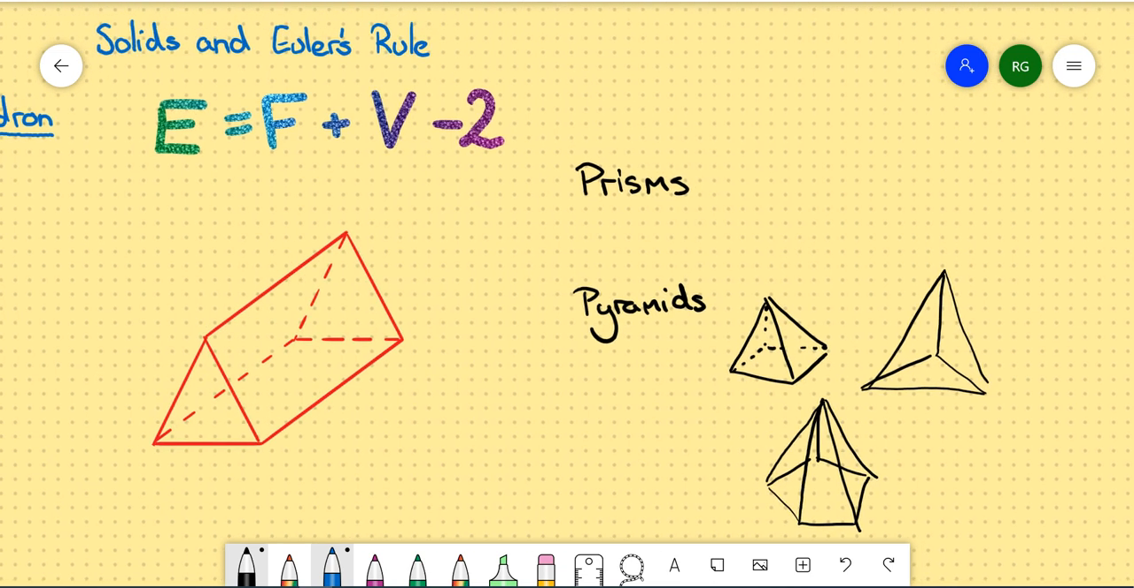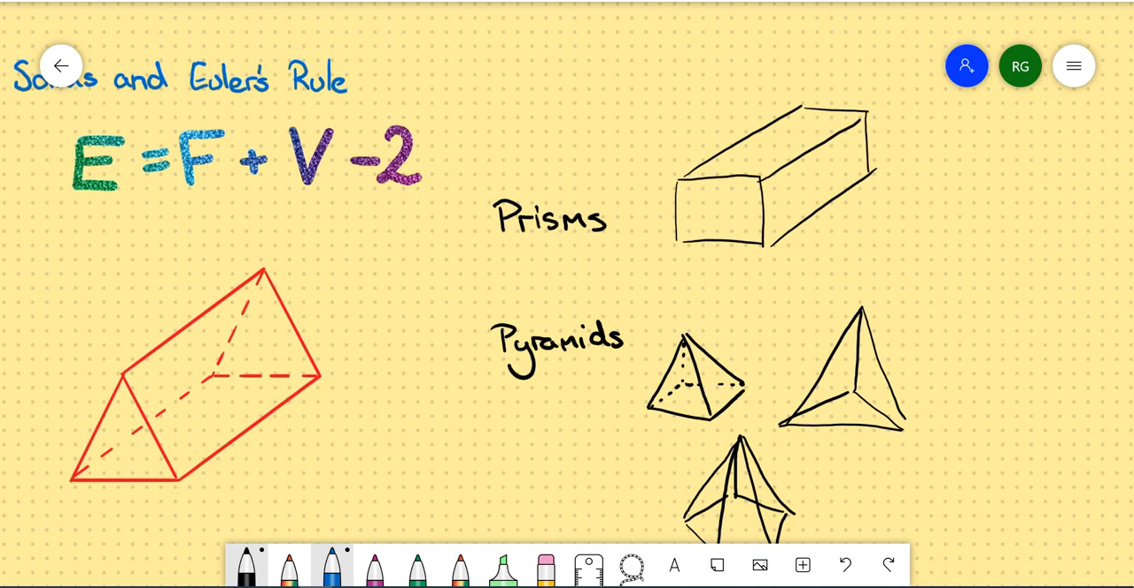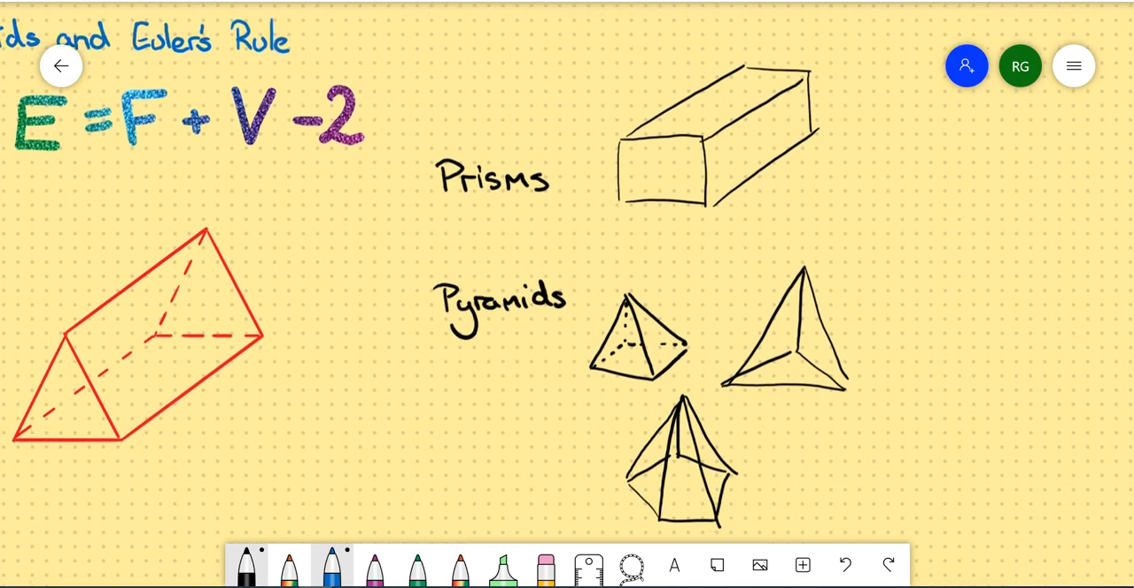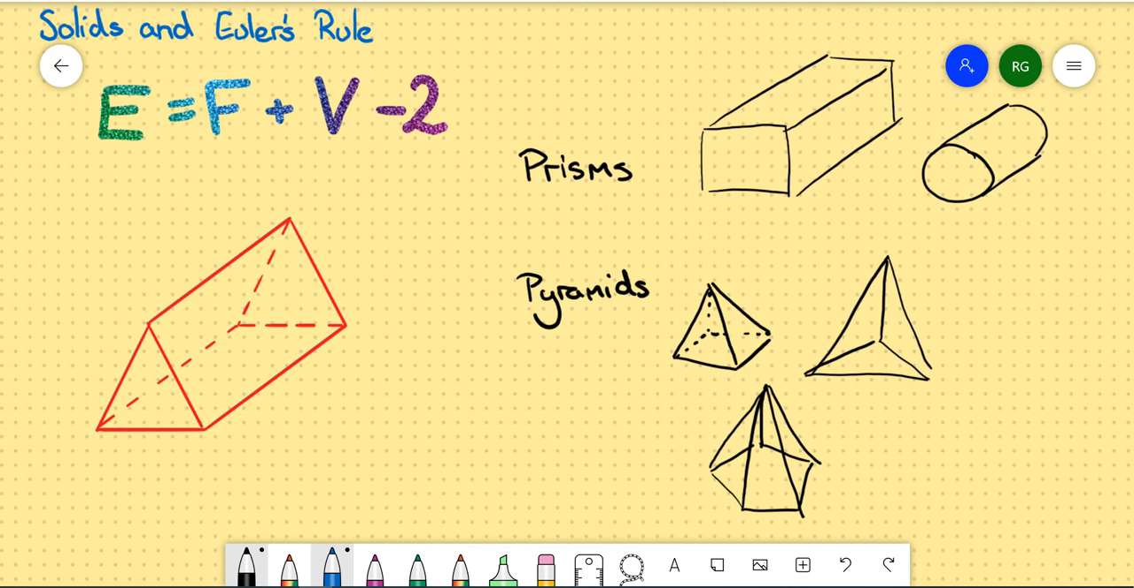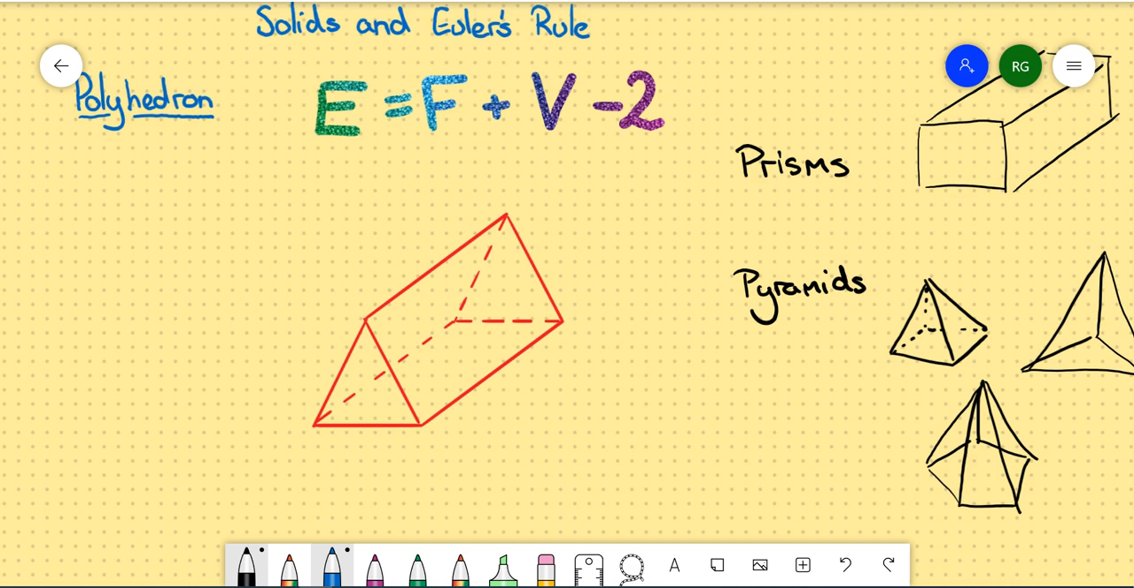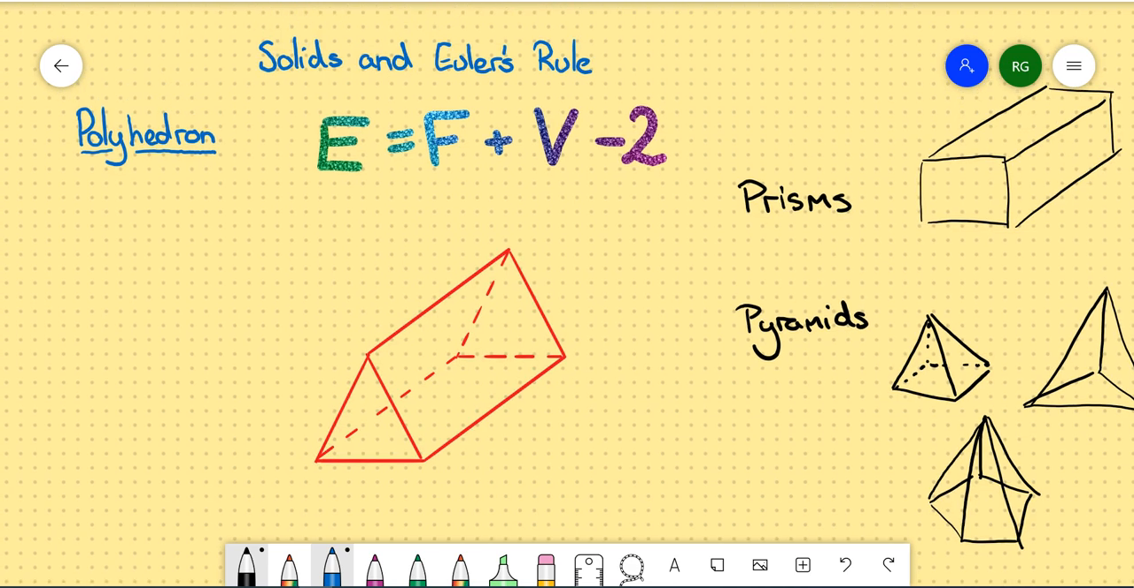The next one are prisms. Now, if you have done the unit on area and volume, you might remember a prism is a shape that's then extruded out, kind of like that. You can have, this one's maybe a rectangular based prism, or you could have a cylinder, which is a circle extruded out, or you could have, as the one in red, a triangle prism.